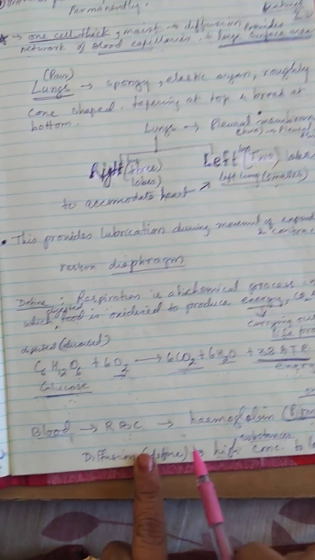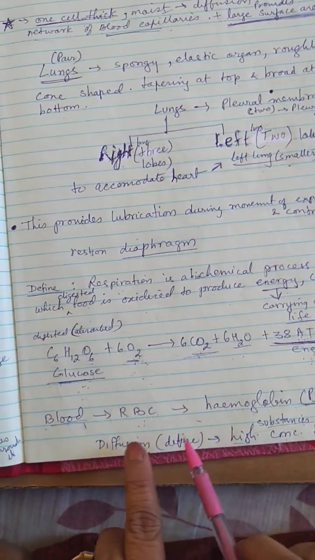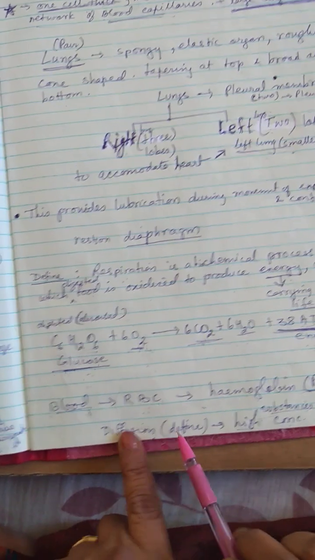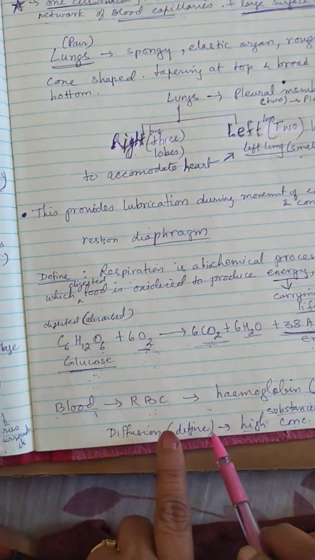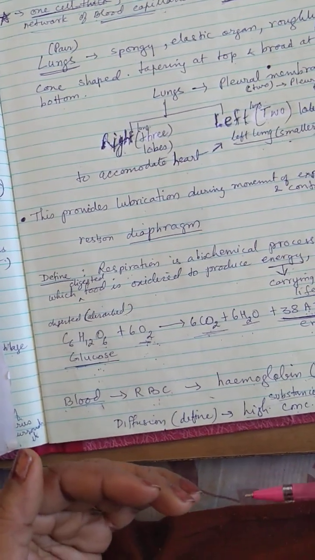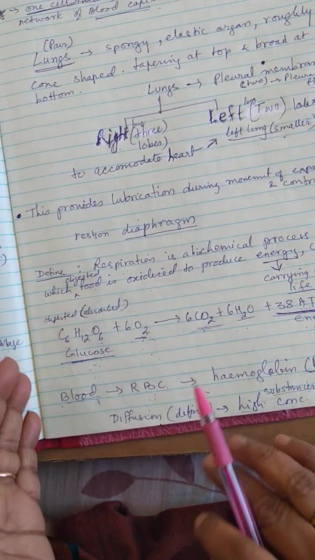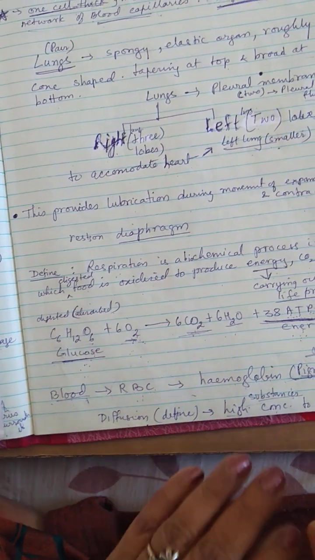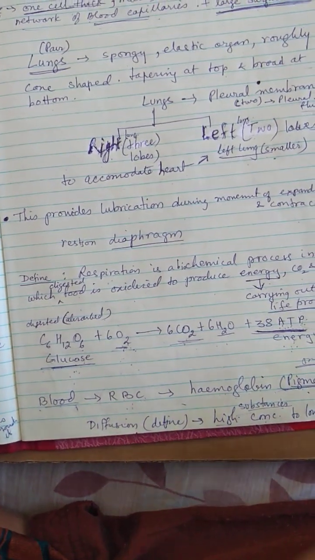So the breathing process is completed with the help of diffusion. Diffusion is a process where, in the air which we inhale, the concentration of oxygen is more. So it will be passed to the blood, and there it will be transported to each and every cell and utilized.